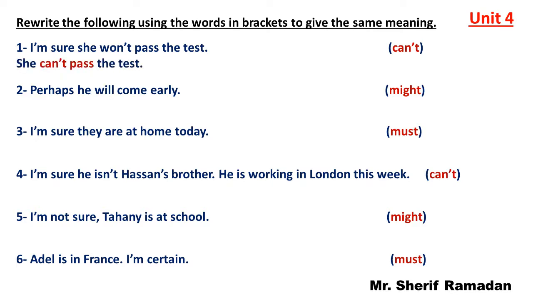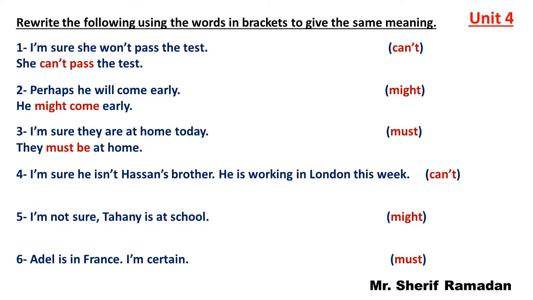Number 2. Perhaps he will come early. ربما يأتي مبكرا. استخدم might يبقى he might والفعل في المصدر. He might come early. I'm sure they are at home today. أنا متأكد إن هم في البيت النهاردة. استخدم must. They must وخلي بالك المصدر من verb to be هيبقى كلمة be يعني هنشيل am أو is أو are في الجملة. هقول they must be at home.